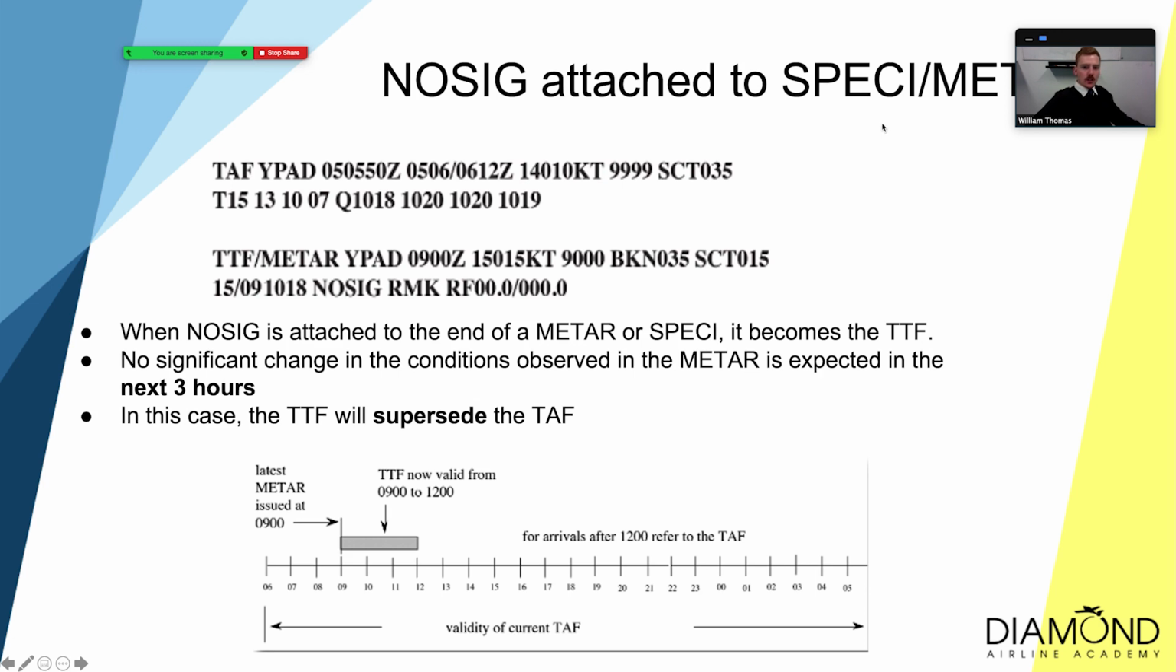All right, no sig. When no sig is attached to the end of a METAR or a SPECI, it becomes the trend type forecast. So no significant changes in conditions observed in the METAR is expected in the next 3 hours. In this case, trend type forecast, as always, supersedes the TAF.